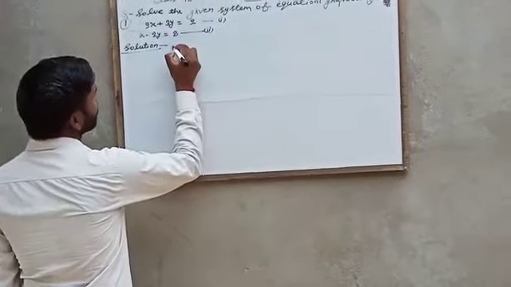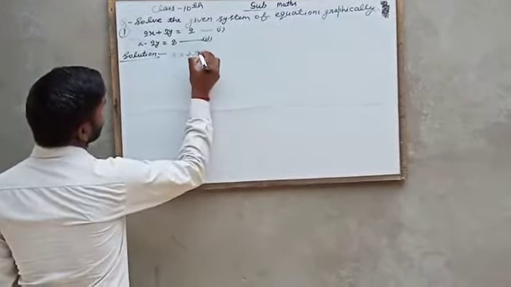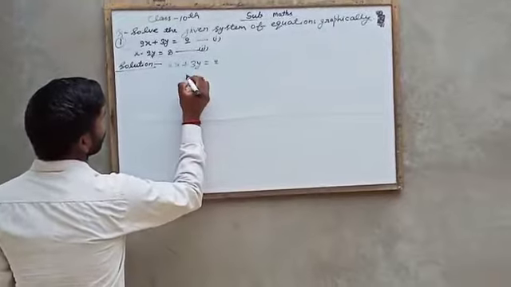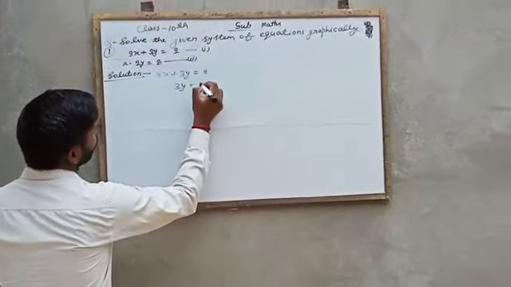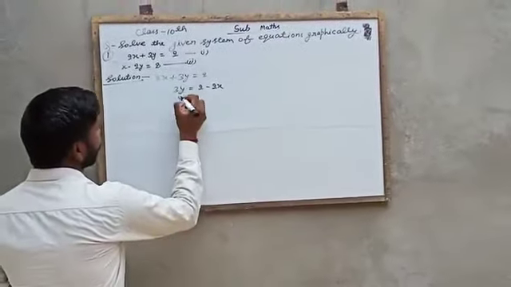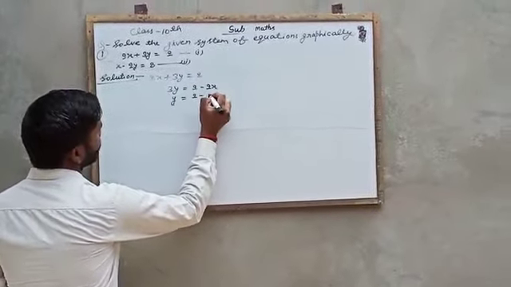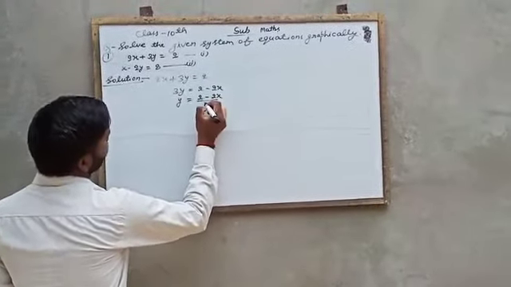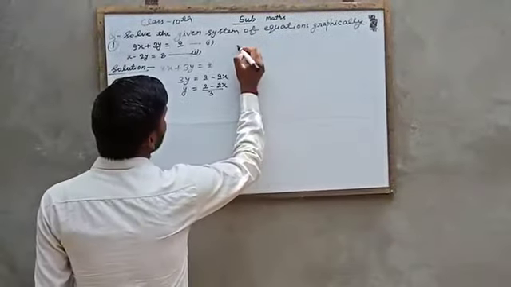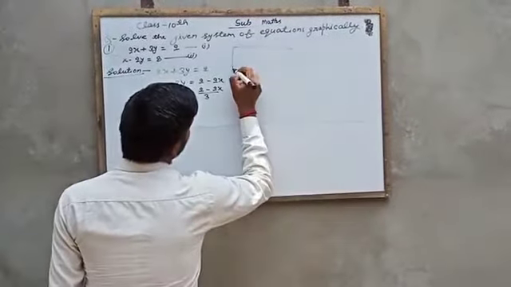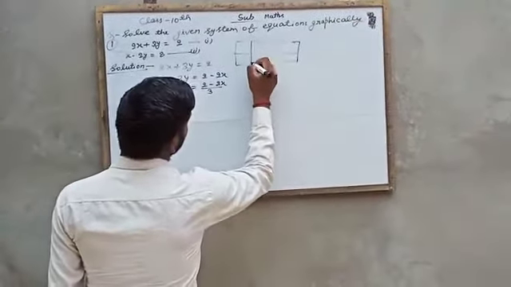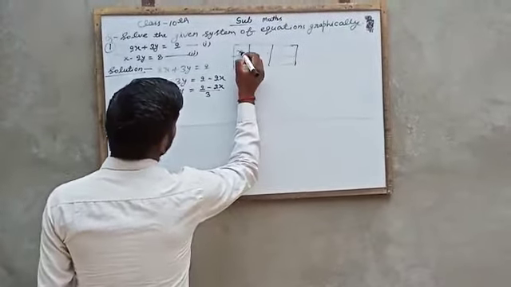So 2x plus 3y is equal to 2, or 3y is equal to 2 minus 2x after transposition, or y is equal to (2 minus 2x) upon 3. We will make a table here for the values, x and y.